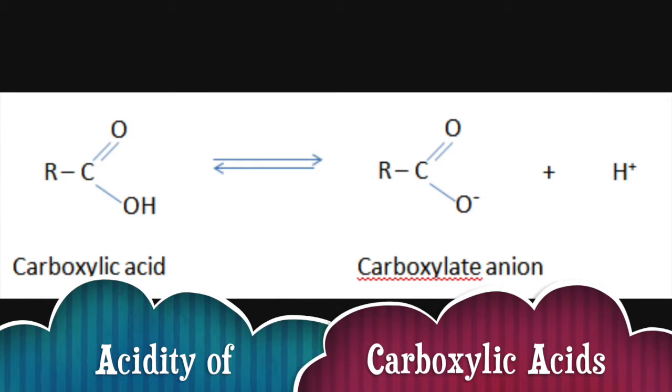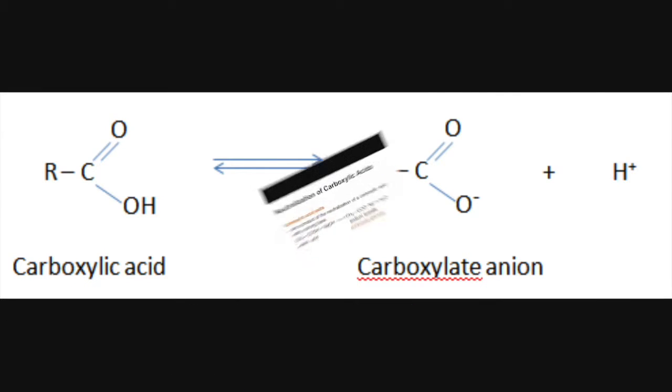Let's remember carboxylic acids with 1 to 5 carbons are soluble in water because the carboxyl group forms hydrogen bonds with several water molecules. When a carboxylic acid dissociates in water, H positive is transferred to a water molecule to form a negatively charged carboxylate ion and a positively charged hydronium ion.